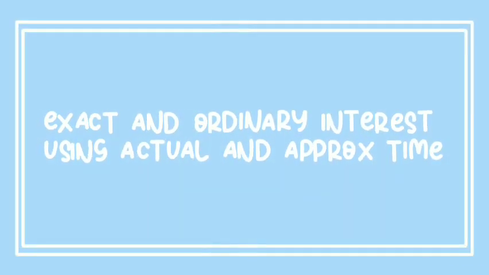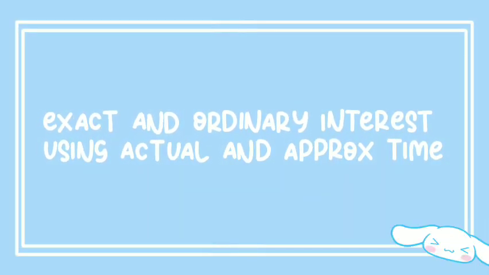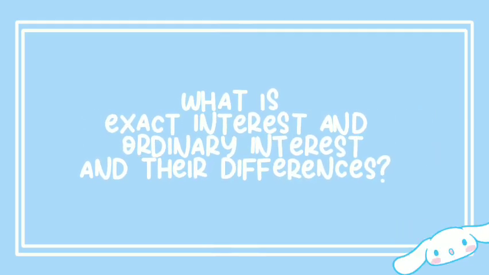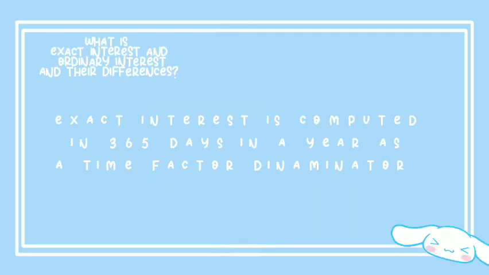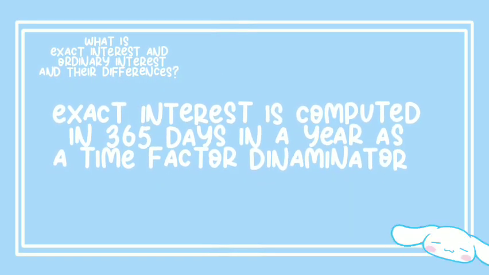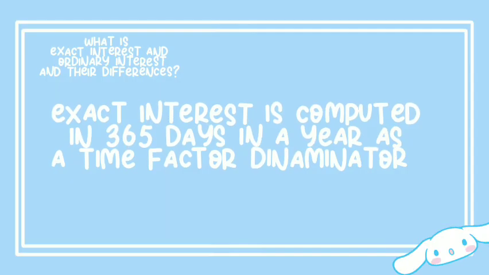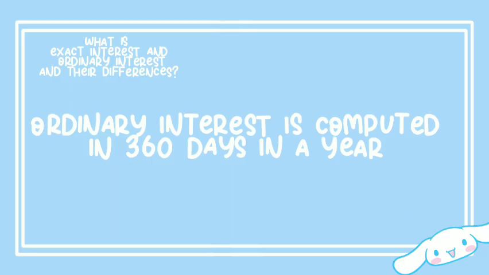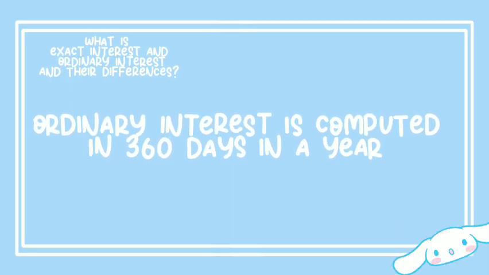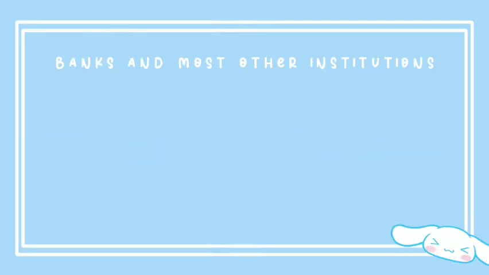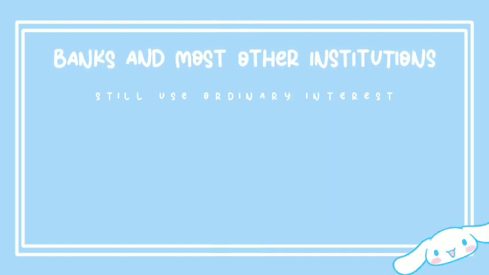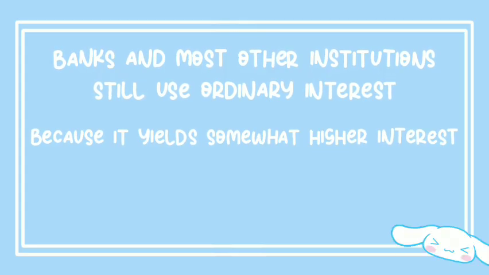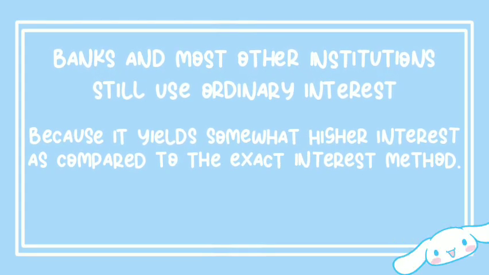For today's lesson, we are going to learn about exact and ordinary interest using actual time and approximate time. But first, we have to find the differences between exact and ordinary interest. Exact interest is computed in 365 days in a year as a time factor denominator. On the other hand, ordinary interest is a type of interest wherein the number of days is computed based on 360 days in a year. Banks and most other institutions still use ordinary interest. But why? Because it yields a somewhat higher interest as compared to the exact interest method.